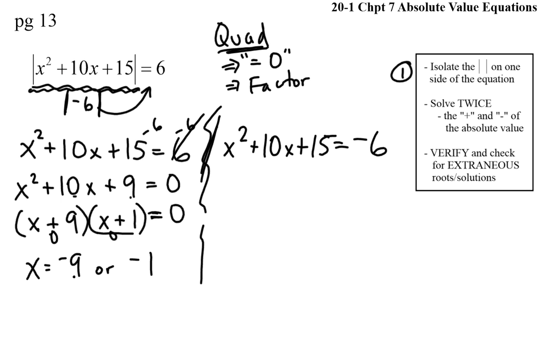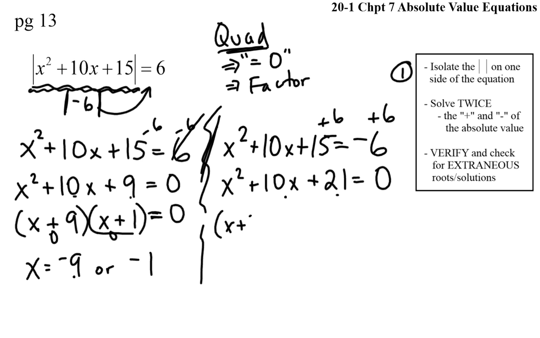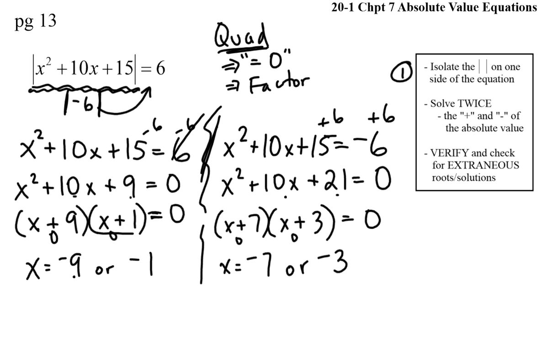But I have to solve the second one as well. x squared plus 10x plus 15 minus 6. Add 6 to both sides. x squared plus 10x plus 21 equals 0. Again, a nice simple trinomial. Multiply to 21, add to 10. x plus 7, x plus 3. So if x were negative 7, it would give us a 0, which is what we're looking for, or if x was negative 3, it would give us 0.